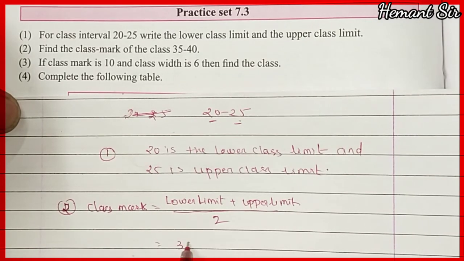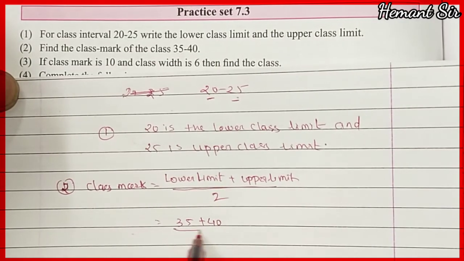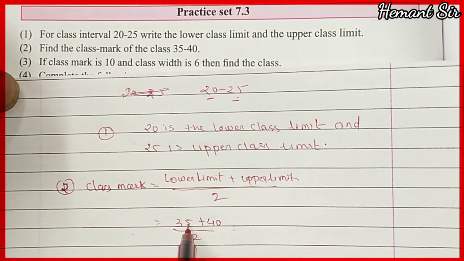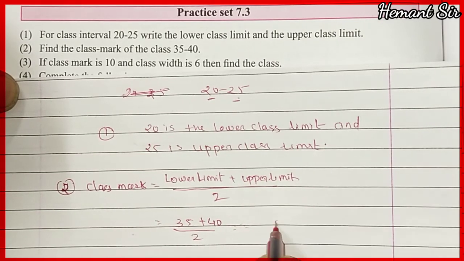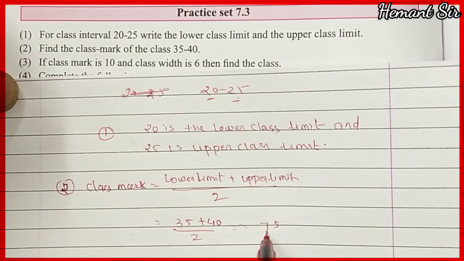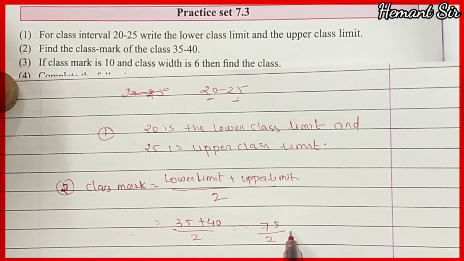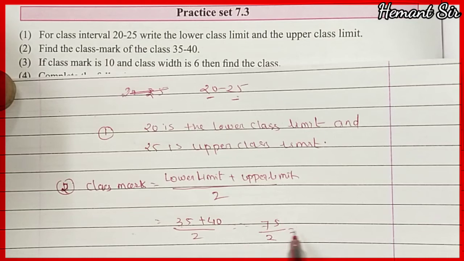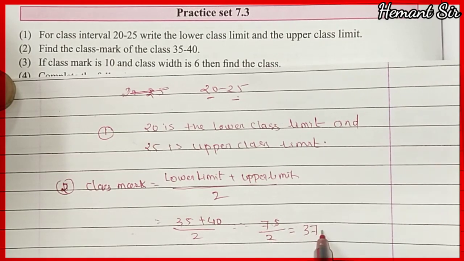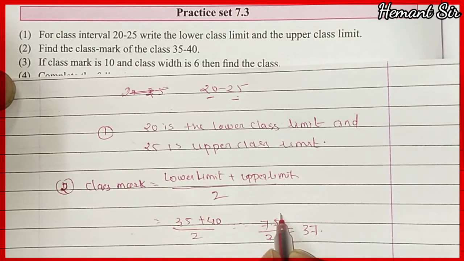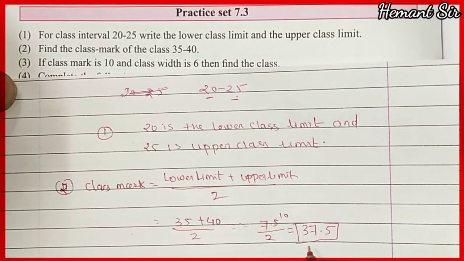Therefore 35 plus 40, divided by 2. So 5 and 0 is 5, 3 plus 4 is 7, so it is 75 divided by 2. If we solve, 2 3s are 6, 1 will remain here, it will become 15. 2 7s are 14, then 1 remains here, so it will become 10. 2 5s are 10. So the class mark will be 37.5.